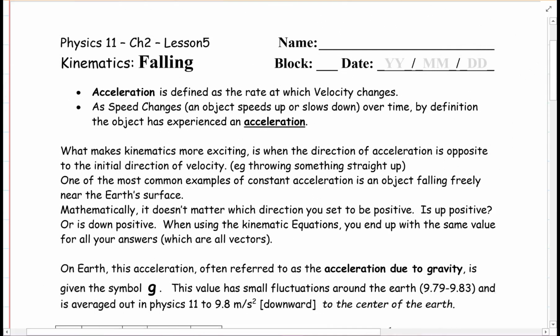Welcome back, physics fans, for our last lesson of acceleration, at least when it comes to using the formulas and learning our little bits of gravity in this part. So this is the kinematics of falling.